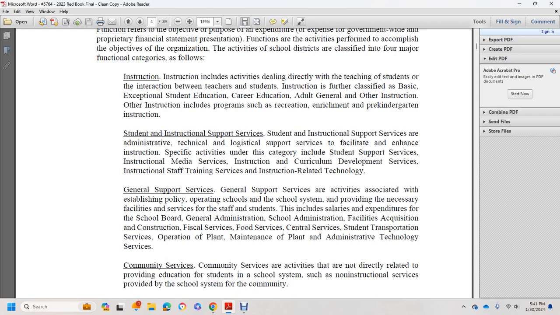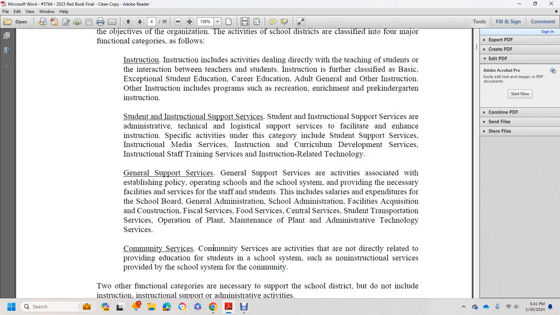General support services. General support services are activities associated with establishing policy, operating schools and school systems, and providing necessary facility services for the staff and the students. This includes salaries and expenditures for the school board, general administration, school administration, facilities acquisition and construction, fiscal services, food services, central services, student transportation services, operation of plant, maintenance of plant, and administrative technology services.